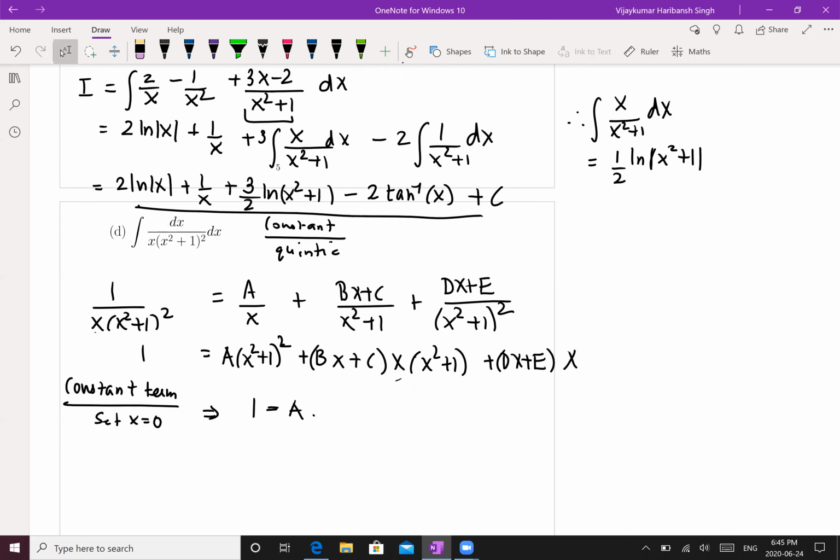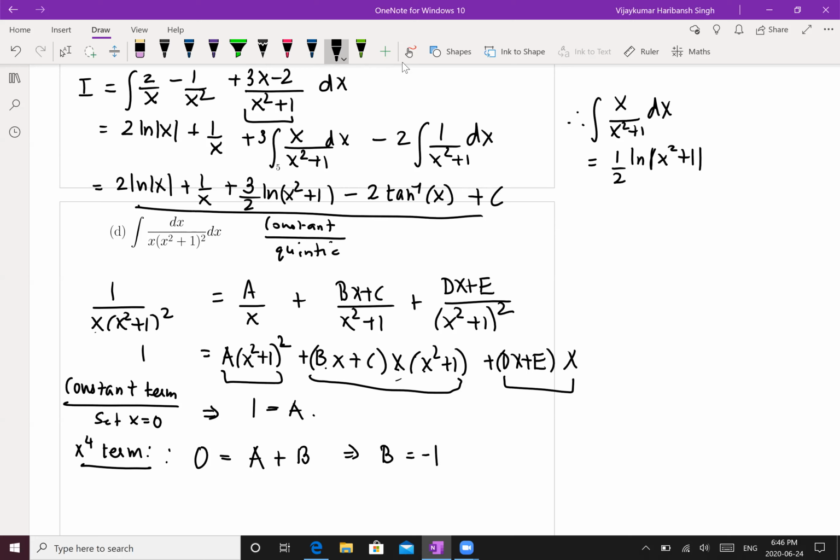Now we want the x cube, x square, x to the 4 terms. So let's first work with the x to the 4 term. On this side, the x to the 4 term is 0. On the other side, I'll get A. Is there any x to the 4 term here? And the answer is yes, when you multiply x square with x with Bx. So you get plus B. Is there any x to the 4 term elsewhere? No. So we get A plus B equals 0, which gives me B equals -1.